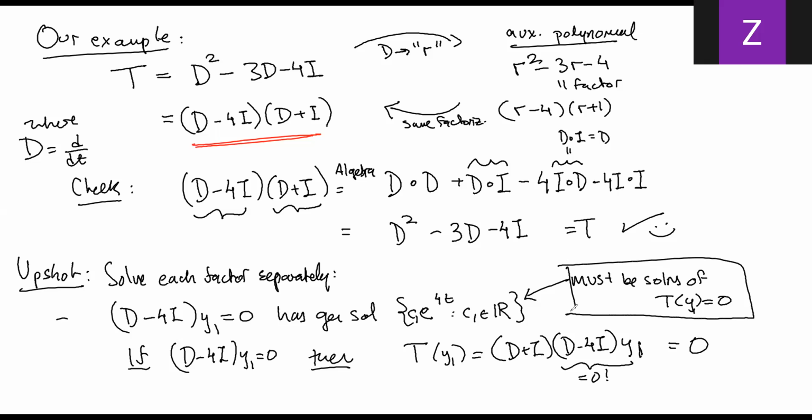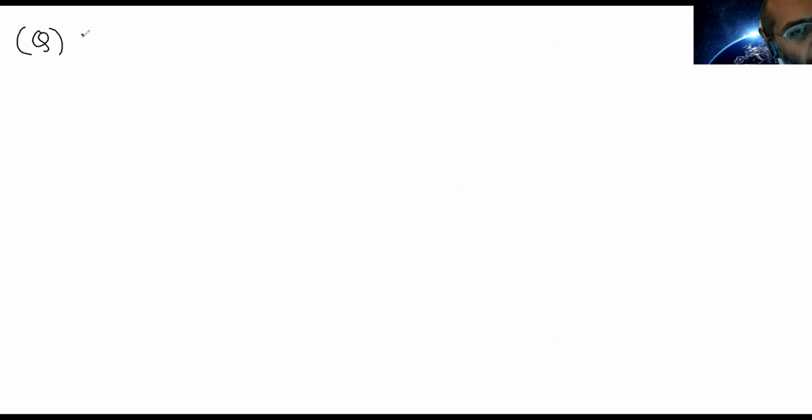Any questions about that? I want to ask why you can switch the order of D plus I, D minus 4I. Yeah, why can you switch the order? The reason is that they commute. So the reason is that, well, let me answer the question over here. Very important question.